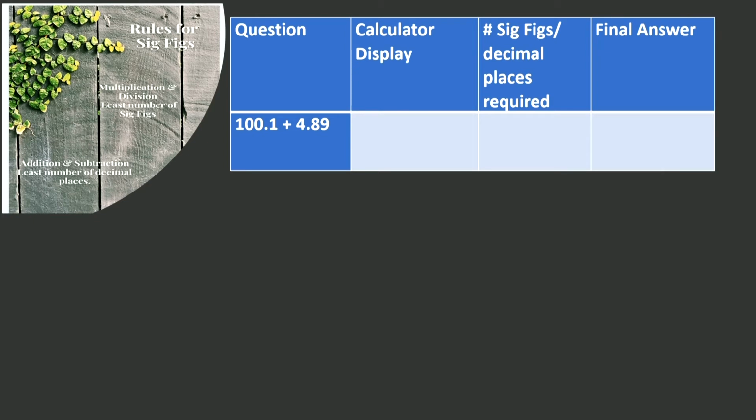So this first one, we're given 100.1 plus 4.89. We're going to put that into the calculator. Before we do that though, it's a good idea to identify what rule it is. It's dealing with addition and subtraction, so I need the least number of decimal places. Well, 100.1 has 1 decimal place and 4.89 has 2 decimal places. So I know in my answer, I can only have 1 decimal place. Let's go ahead and get the calculator set up.